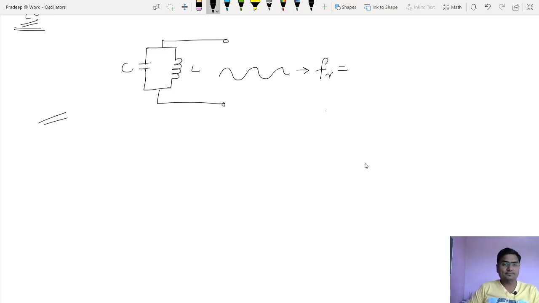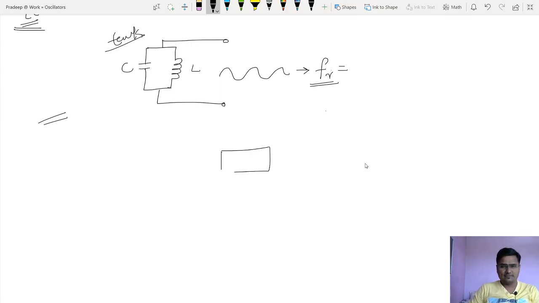So every capacitor and inductor that you connect in parallel, we call a tank circuit. That tank circuit produces some frequency, which we call the resonant frequency, and we even had the equation for that. Now see, if it is producing a sine wave, why not connect that tank circuit in a feedback network? So let me connect this in a feedback network.